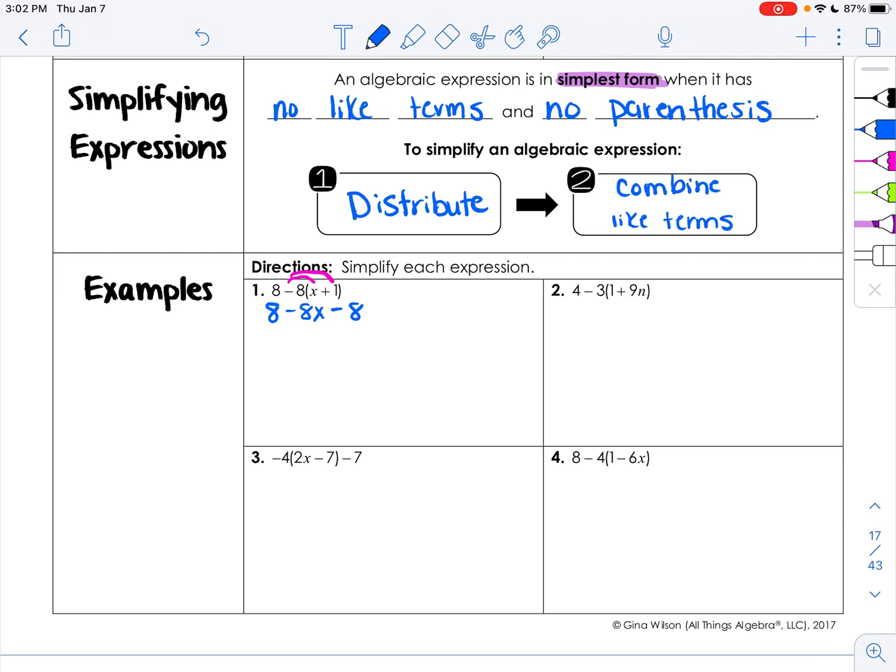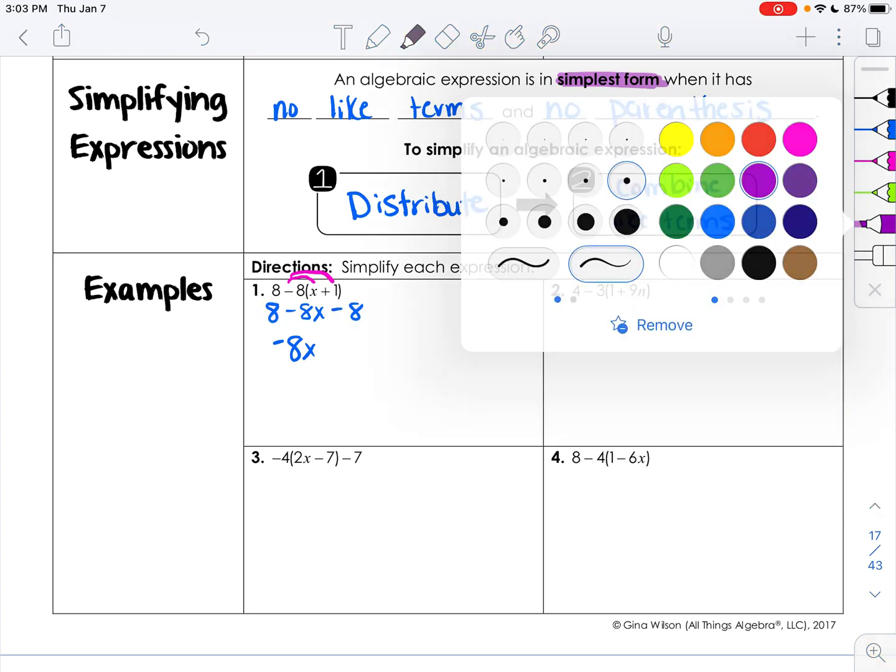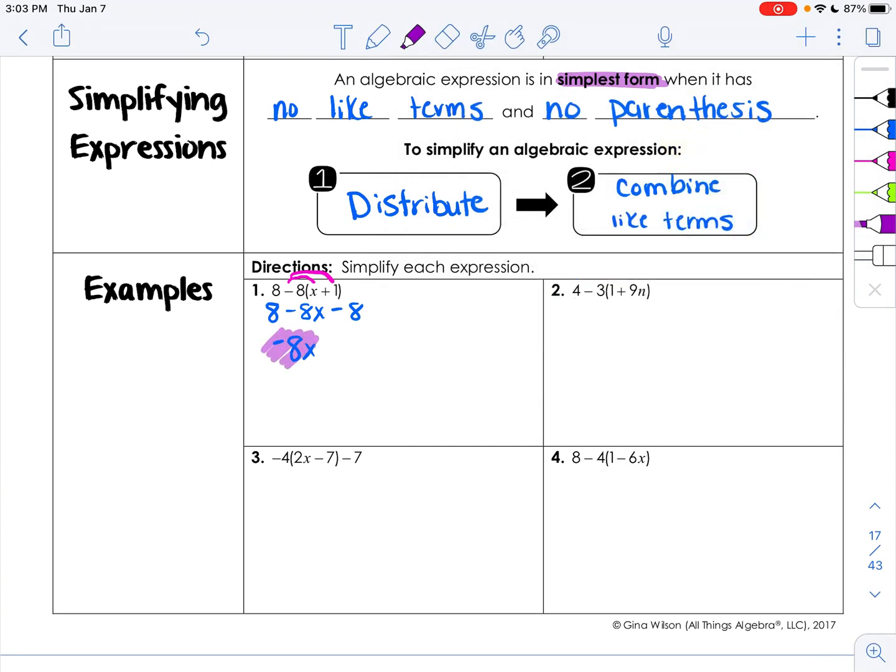When I take a look at my variable terms, I only have one term that's a variable term, so there's nothing to combine that with. I'm going to bring it down. Then I'm going to check my constants. I have 8 minus 8. 8 minus 8 is 0, so they pretty much just eliminate themselves. So my final answer, simplified, is negative 8x.